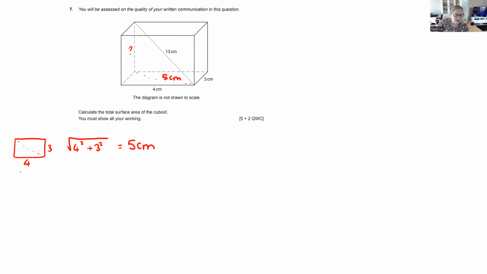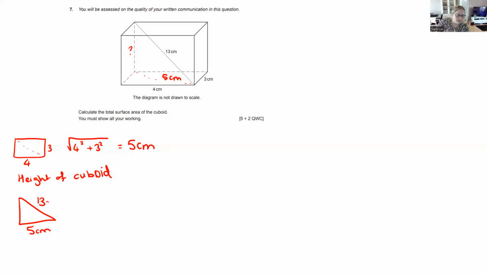Now, once we've done this, we can work out the height. So I'm going to write a little heading: height of cuboid. Make sure your spelling is correct. There we go. And we're going to have our triangle, where the 5 centimeters is along the bottom, covering the whole of that diagonal.